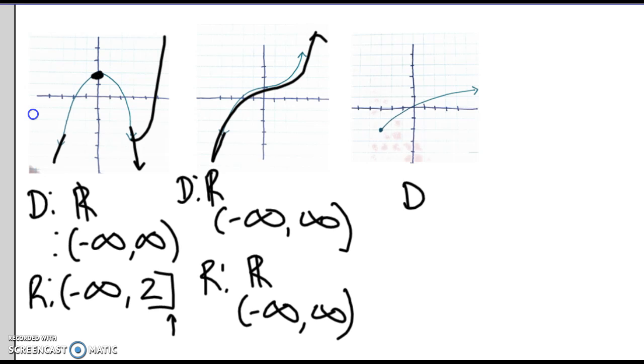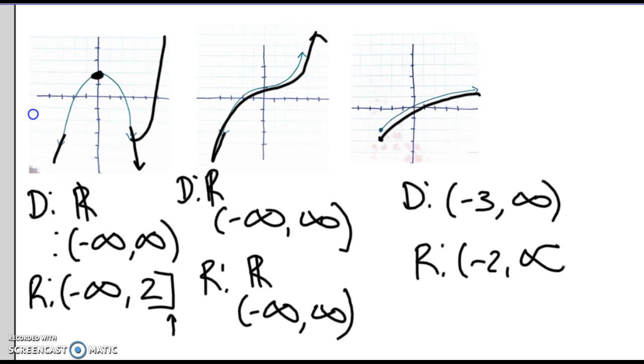Let's take a look at the domain and range on this third graph. The x here is not any number. It starts at this point and continues forward. Therefore, the domain goes from negative 3 to infinity. The range goes from negative 2 to infinity because the range does not go below that point. The y values do not go down further into the negatives.